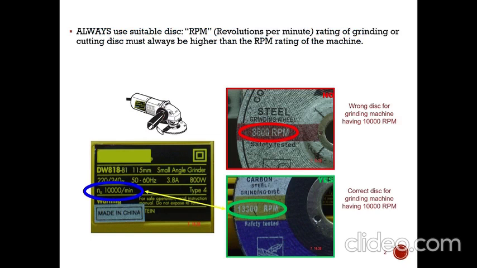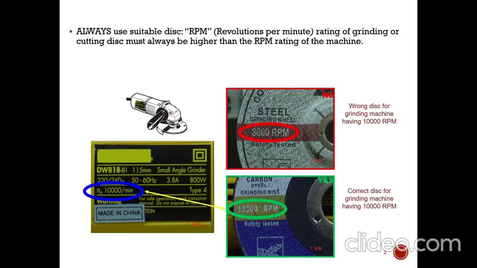The pictures are attached for a clear understanding. The grinder's RPM rating is 10,000 per minute. The disc's rating should be greater than the RPM rating of the grinder. So the 13,300 RPM rated disc will be suitable for the 10,000 rated grinder. The 8,600 is wrong and is not recommended as per the SOP.